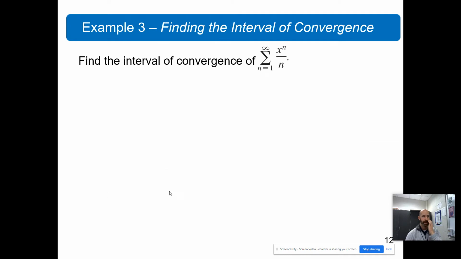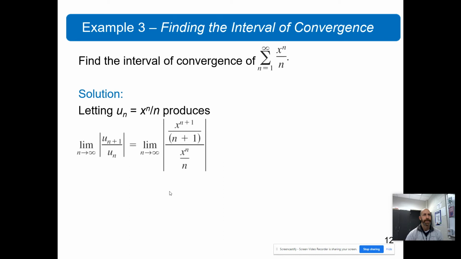Let's look at another example. It says find the interval of convergence for this particular series. All right, so we're going to do that ratio test again. We're going to do the limit as n goes to infinity of the absolute value of u sub n plus 1 over u sub n. We're going to make that substitution and multiply by the reciprocal. Lots of things cancel. We notice that the absolute value of x pulls out. Everything else goes to 1. So we get the absolute value of x.